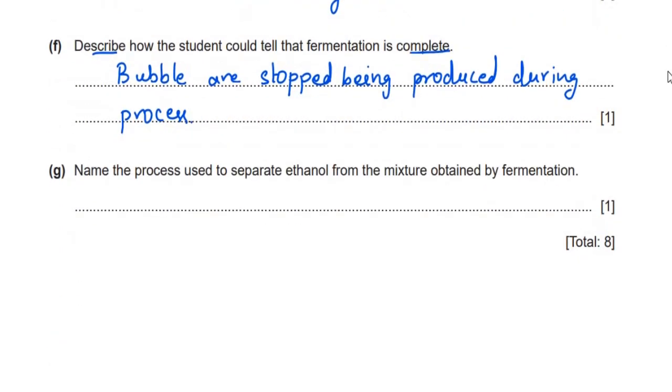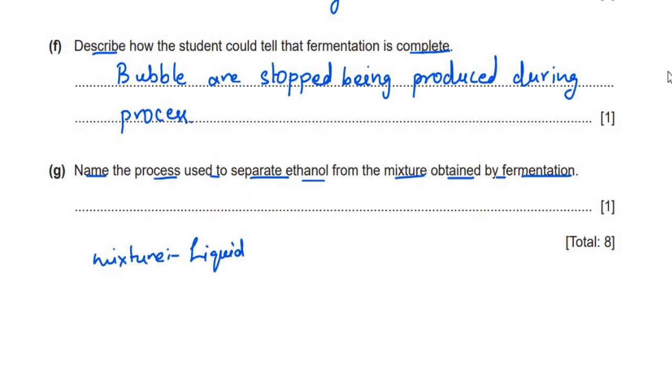If we go ahead with the next sub question, it says name the process used to separate ethanol from the mixture obtained by fermentation. Now here is a mixture containing ethanol, and obviously the full glucose doesn't turn into ethanol. So if we want to separate ethanol from the mixture, the mixture carries two liquids, right? Because it's a sugar solution also, and ethanol is also a liquid.